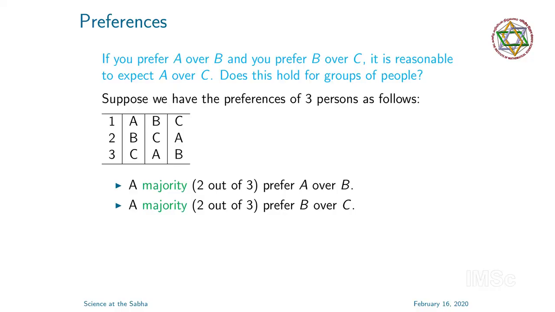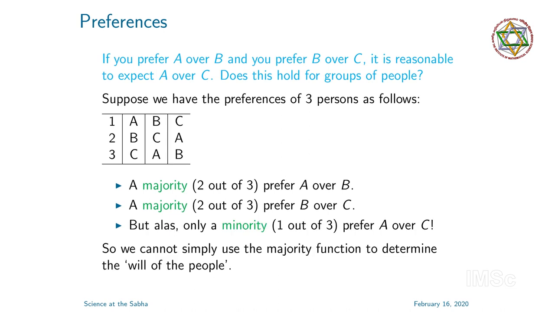It's a very simple counterexample to say that's not true. Well, suppose there are three persons, and I wanted to have political party names, but I was told not to, so I'm using A, B, C. Person one's preference is A over B over C. Person two is B over C over A, and person three is C over A over B. Some preferences that are given to me. Now, it's clear that a majority, 2 out of 3, prefer A over B. You can see, right? One and three. A majority, again, 2 out of 3, prefer B over C. Now, if you conclude at this point, therefore, that a majority prefer A over C, you are wrong. Only a minority, that is only 1 out of 3, prefer A over C.